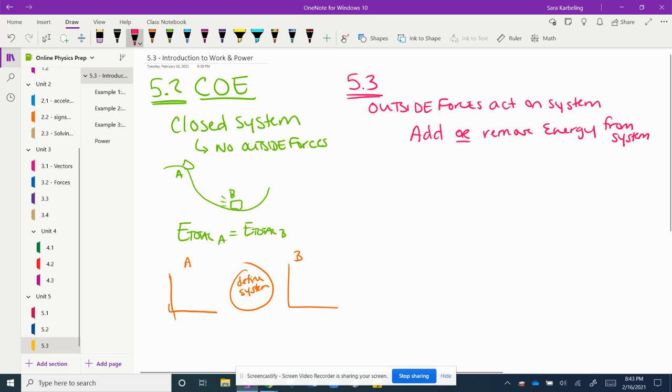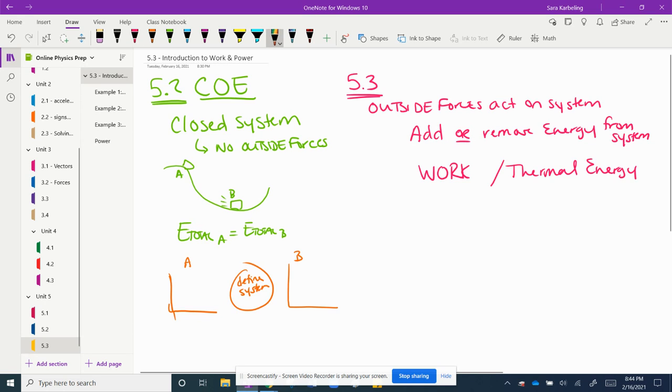Okay, so the way that we name this idea of adding or removing energy depends on the situation, but there are two primary ways that we describe that. One is called work, and another one is called thermal energy. And like I said, there are lots of different ways to define that and names to call them, but these are the ones that we're going to use this year.